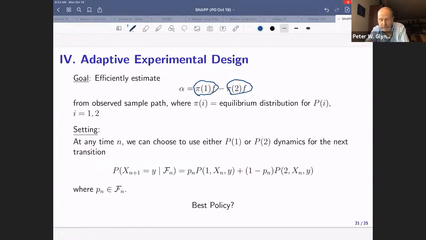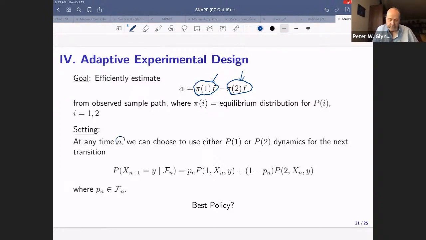And one potential way of estimating this difference in equilibrium reward is by switching back and forth, using first chain 1 dynamics, then chain 2 dynamics, and judiciously switching back and forth from one dynamic to another, hopefully estimating these two quantities more and more accurately over time. So the question is, what sort of switching design should we adopt? And let me now just describe that in a bit more detail.